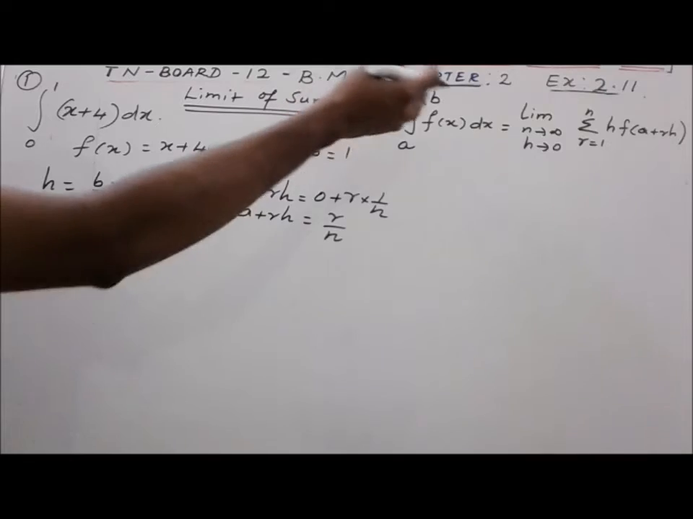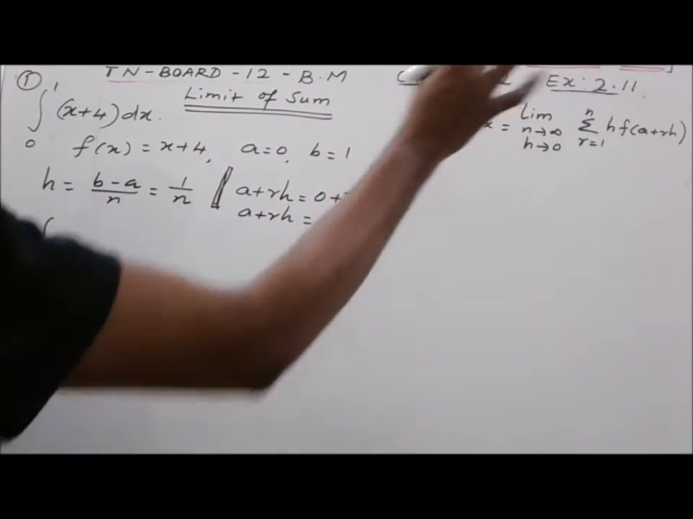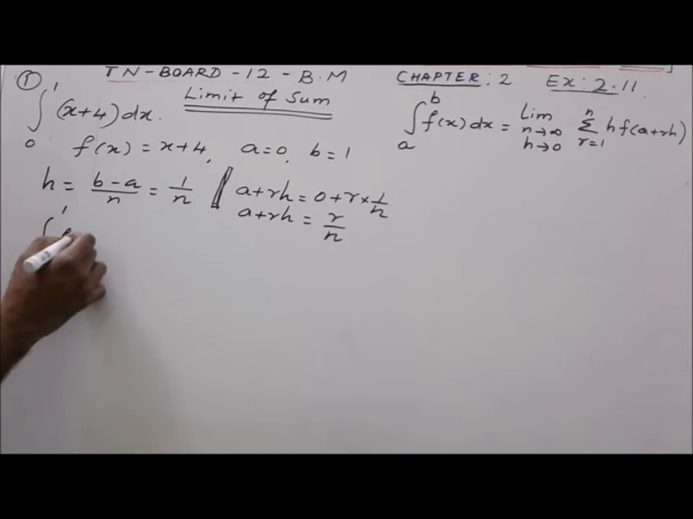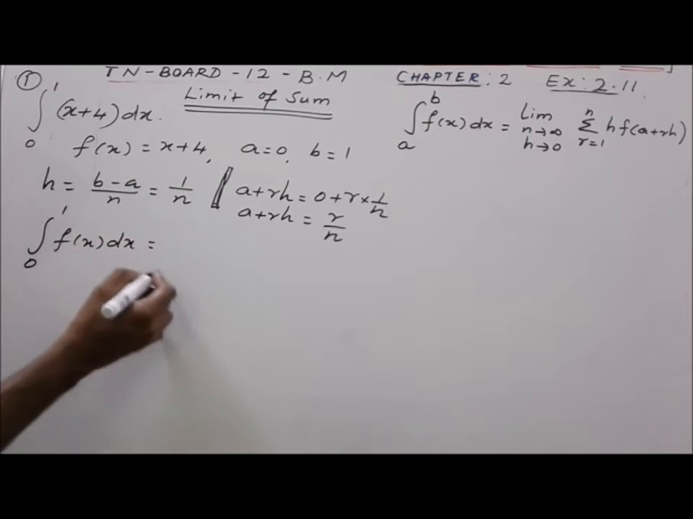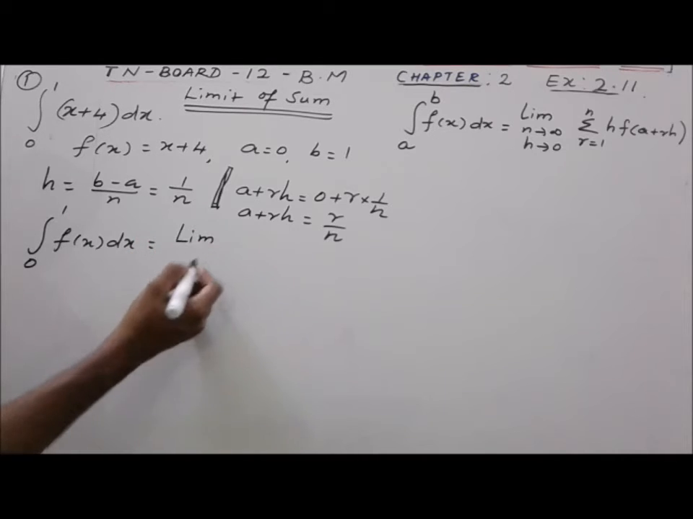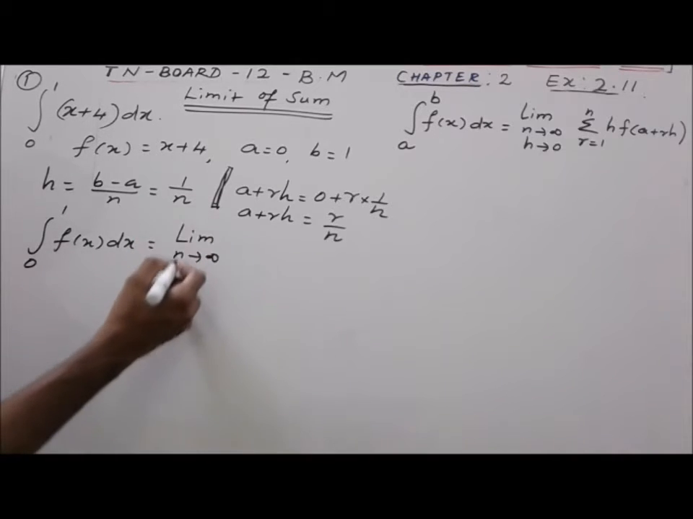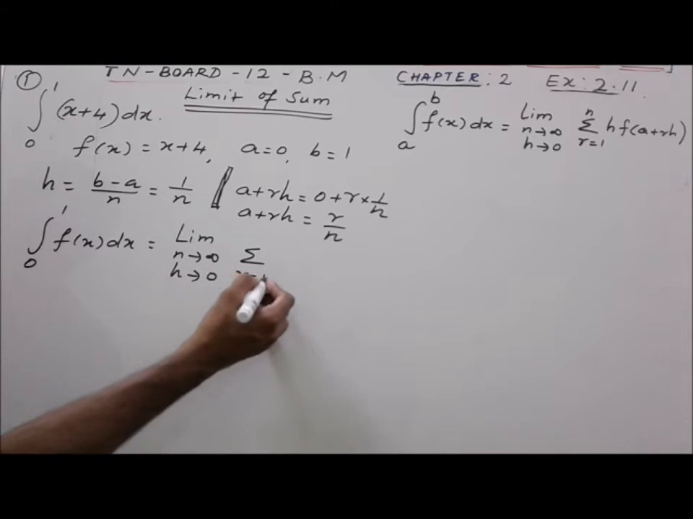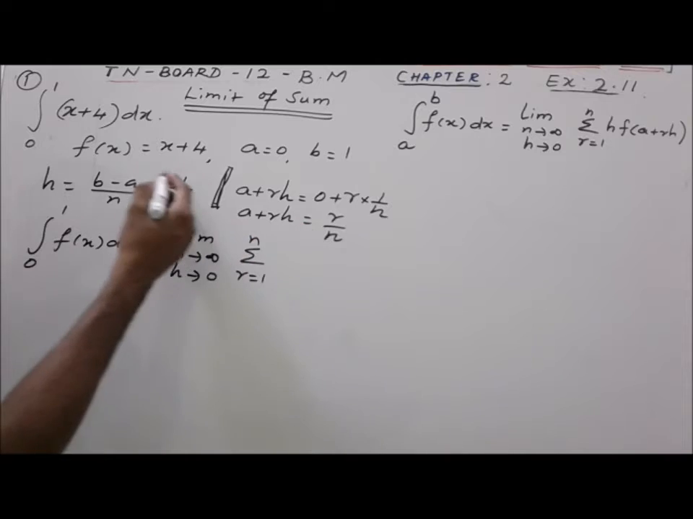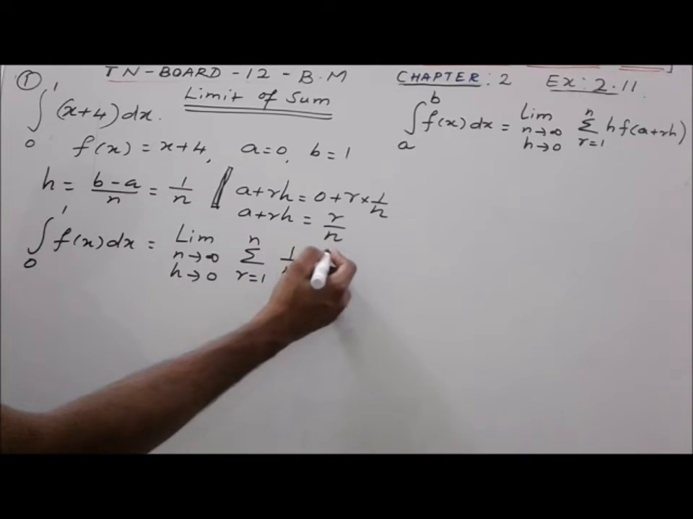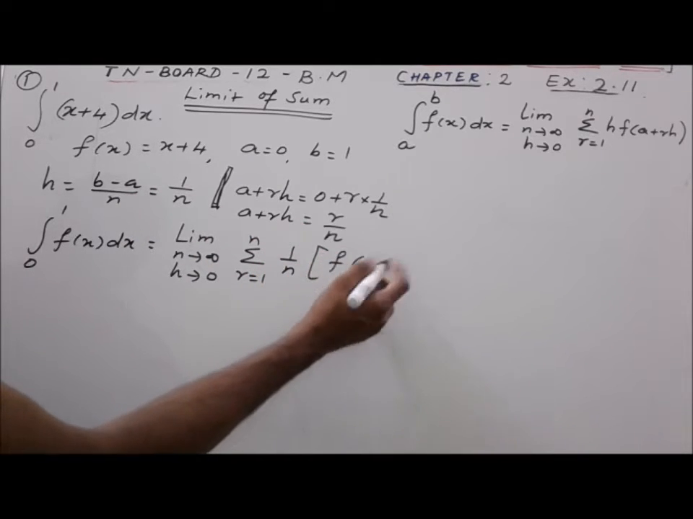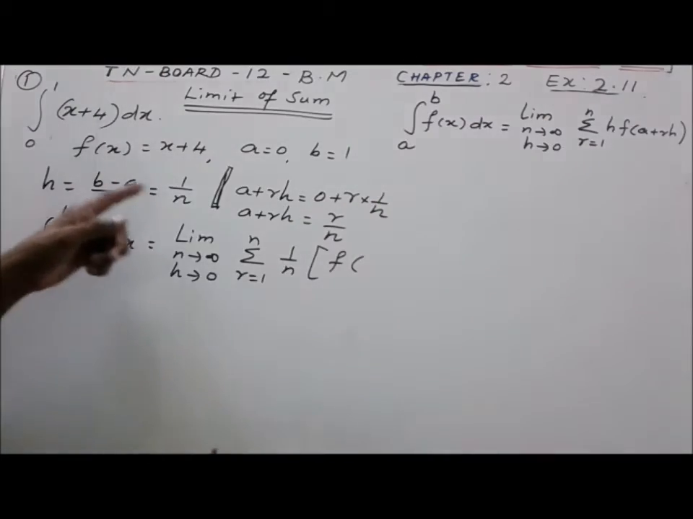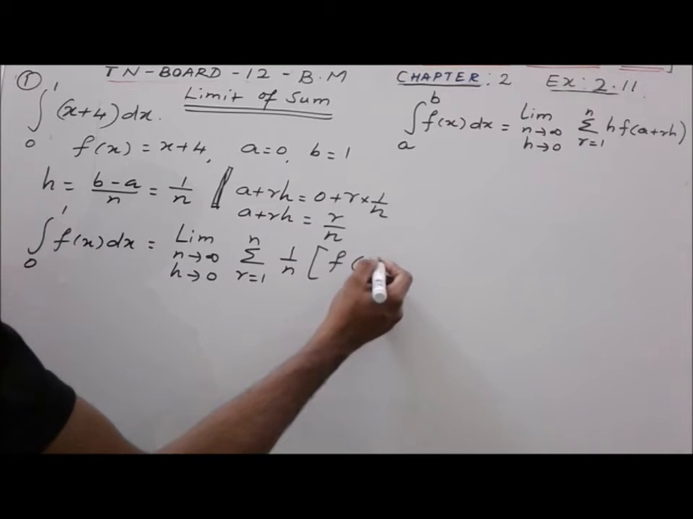Integral. Write a formula once, a to b f of x dx. Now a to b is 0 to 1. F of x dx is equal to limit n tend to infinity, general case, and h tend to 0, sum of r equal to 1 to n, h means the value of h is 1 by n into f of a plus rh. Instead of a plus rh we found the value r by n, f of r by n.